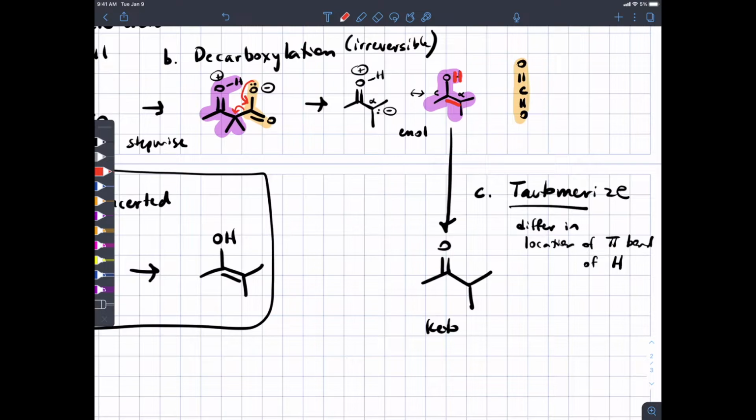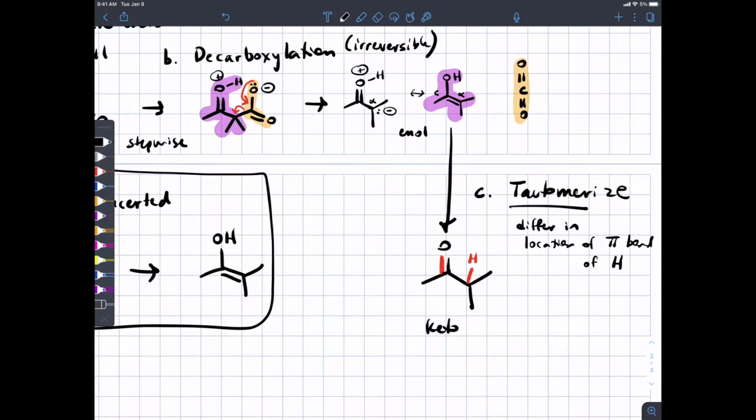Ew, red on purple is kind of weird, isn't it? Whatever. And now we have the proton here and the pi bond there. That's what we mean when we say tautomerize. We're moving the position of a double bond and a proton.